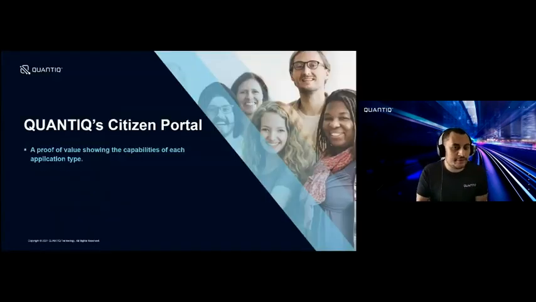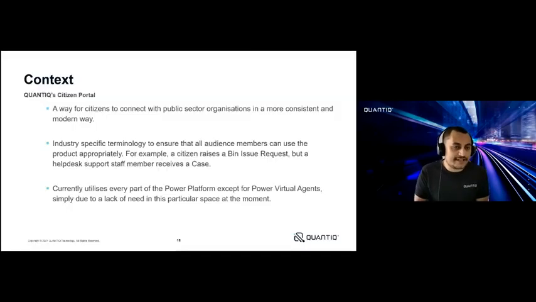So that's a high-level overview of the licensing. Let's now move on to Quantix Citizen Portal, which I've got a series of screenshots for in the interest of time. It just gives you a very high-level overview of what you could do with each type of application in each scenario. The context of Quantix Citizen Portal is that it's for public sector organizations that need to communicate in a more consistent and modern way.